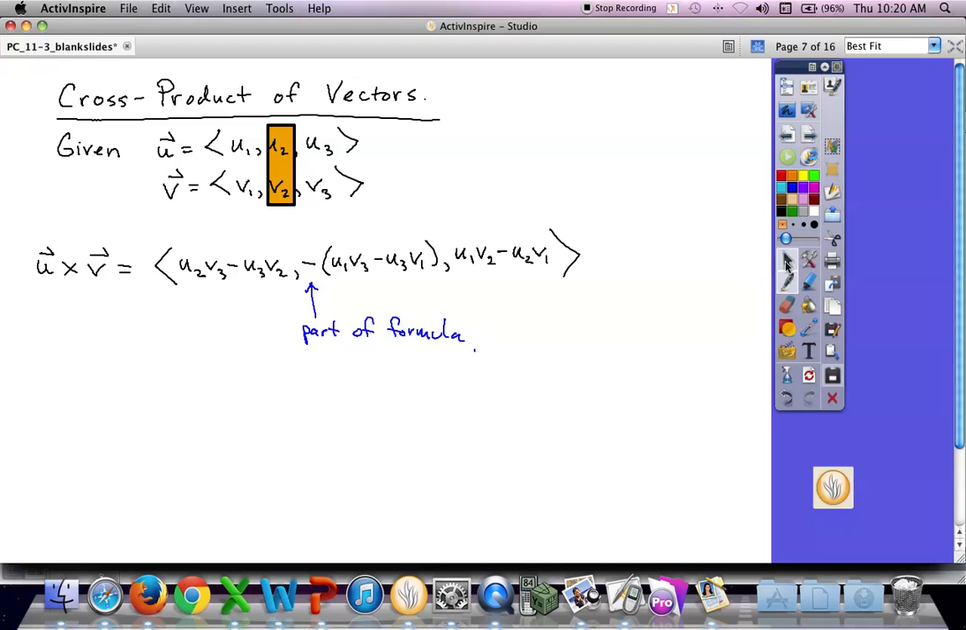Okay, and then the last, define the third component of the cross product, cover up the third component, and do the determinant. U1 times V2 minus U2 times V1. That's this one right here.